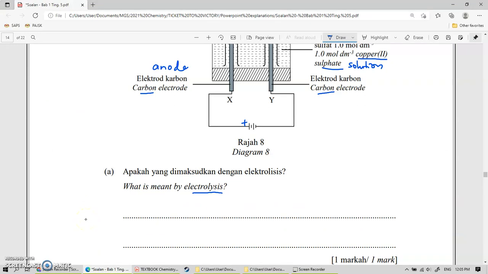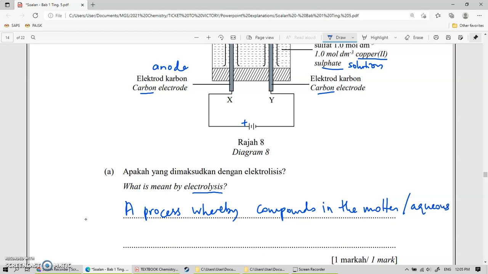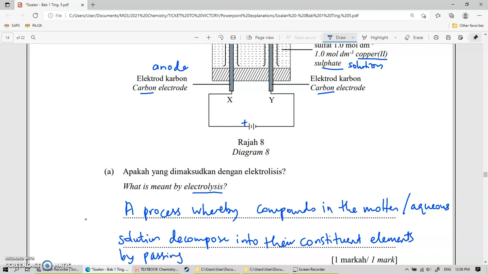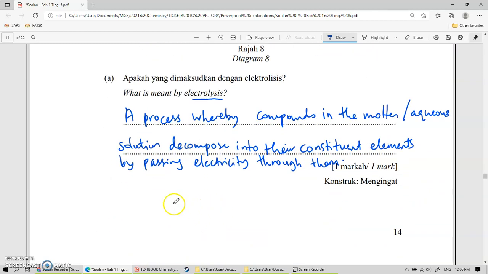Okay, so what is meant by electrolysis? A process whereby compounds in the molten or aqueous solution decompose into their constituent elements by passing electricity through them. Okay, has to be memorized. It is a very popular question.